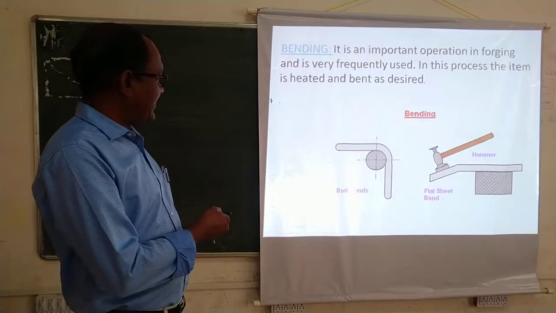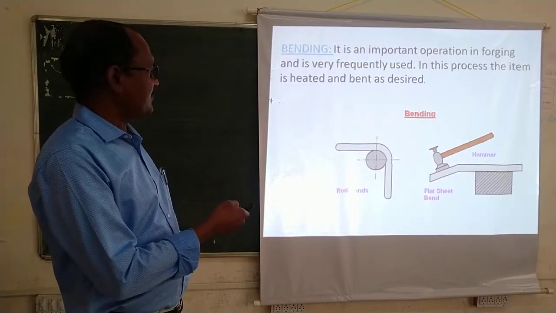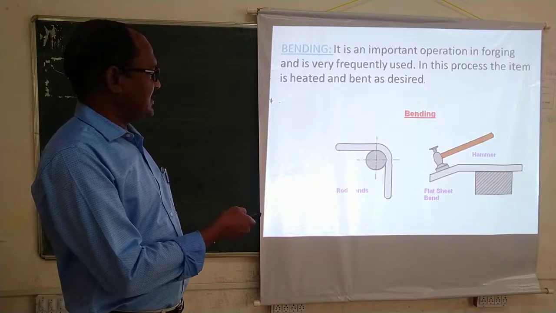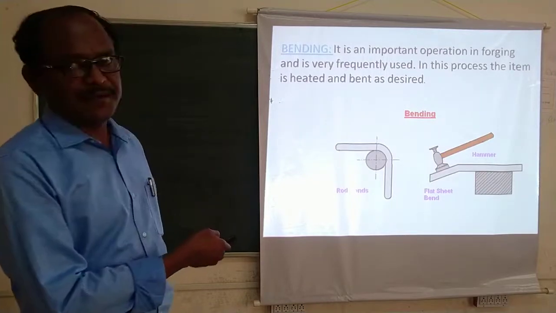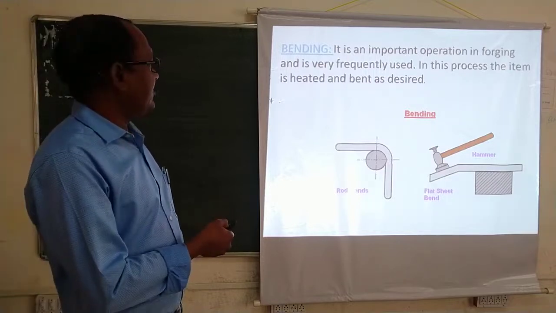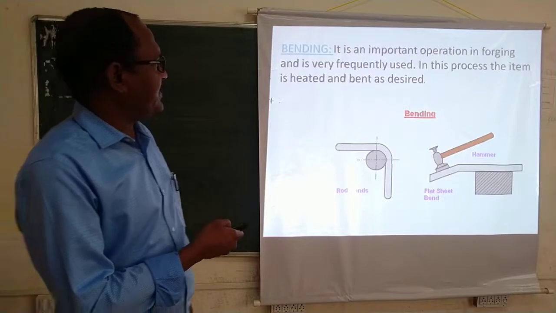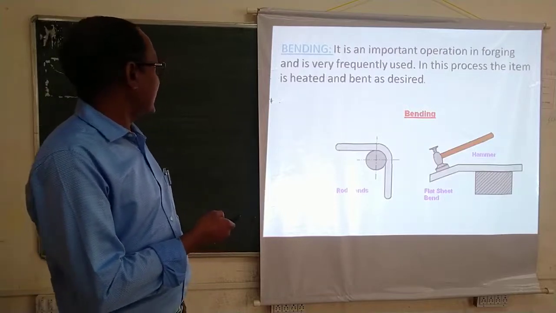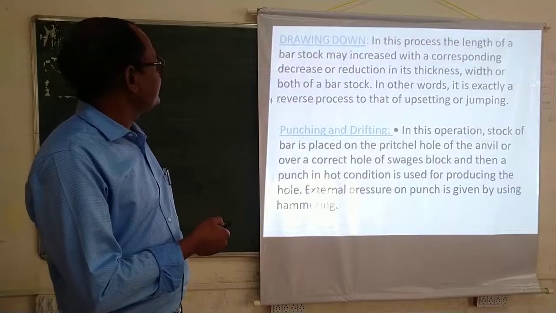This is the rod bending and this is the sheet bending. How are you bending? By holding the workpiece on the anvil surface and hammering on the other end, you are able to bend it. So that is the bending operation. It is an important operation in forging and is very frequently used. In this process, the item is heated and bent to the desired shape and size.